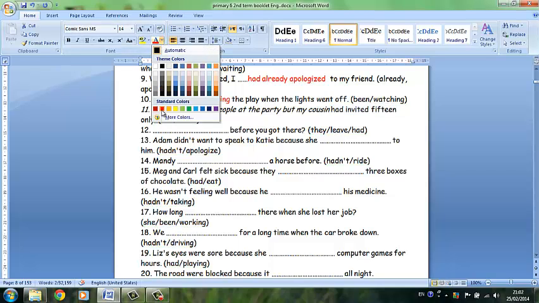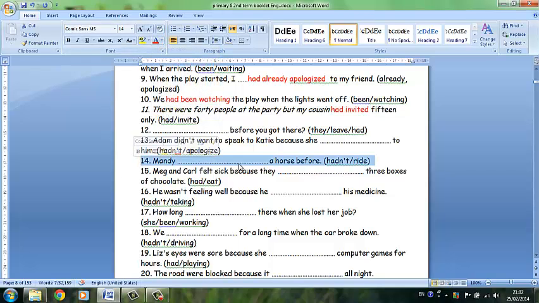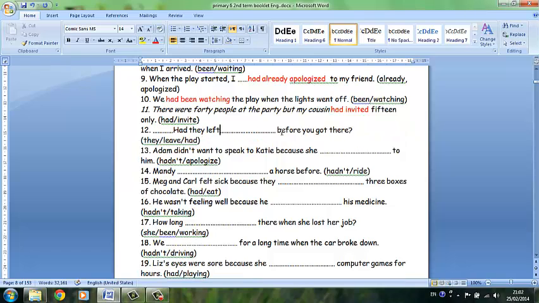Okay. Number 12. They had left before you got there. So here, is it a question or an affirmative sentence? Yes, because there is a question mark, I'm going to say, had they left? Do you remember when I say that? This is the first action, leaving, before you got there.